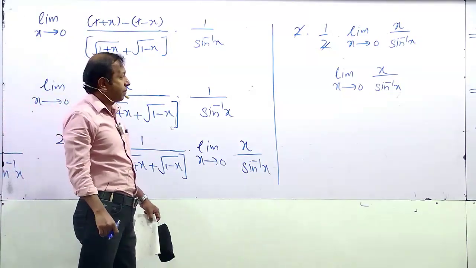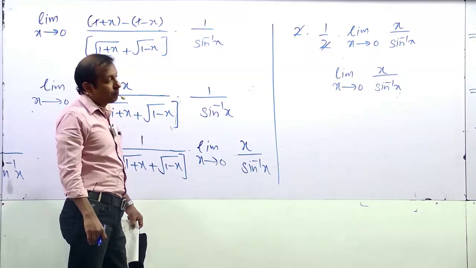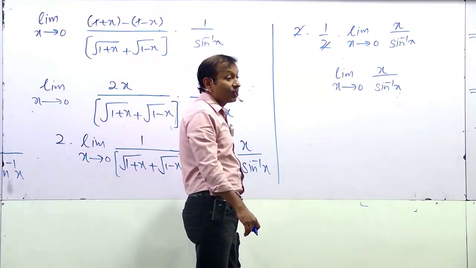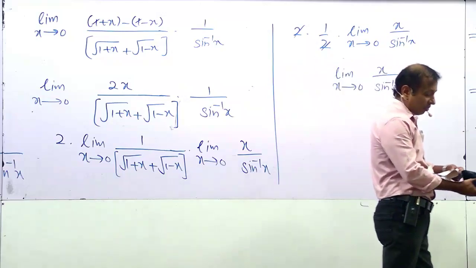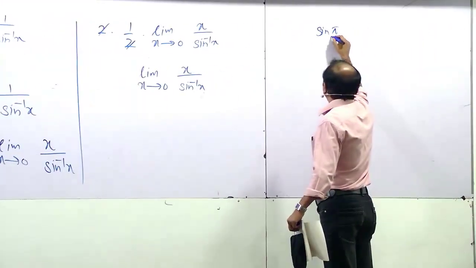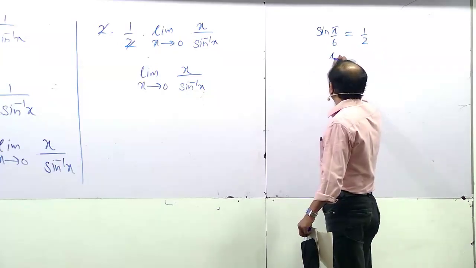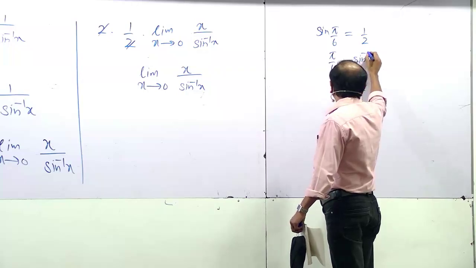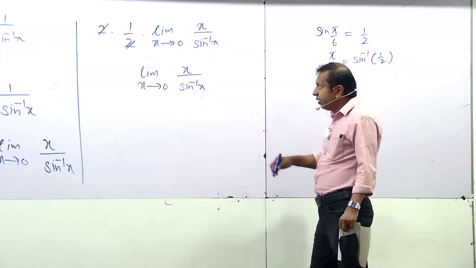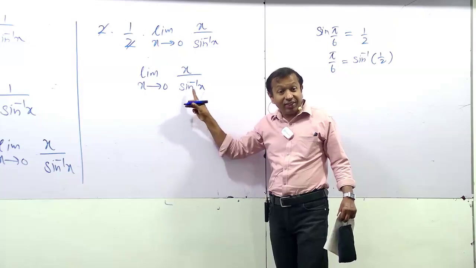Right now? x over sine inverse x. People, now sine inverse something gives us what? Angle, no? In trigonometry we learned, see here: sine pi by 6 means sine 30, half. How to write this pi by 6? Sine inverse half like this. Then what is this sine inverse x? Should be an angle, no? Therefore I take sine inverse x as theta.